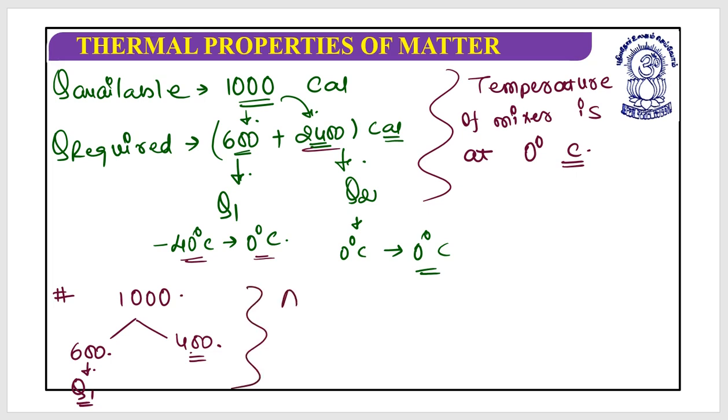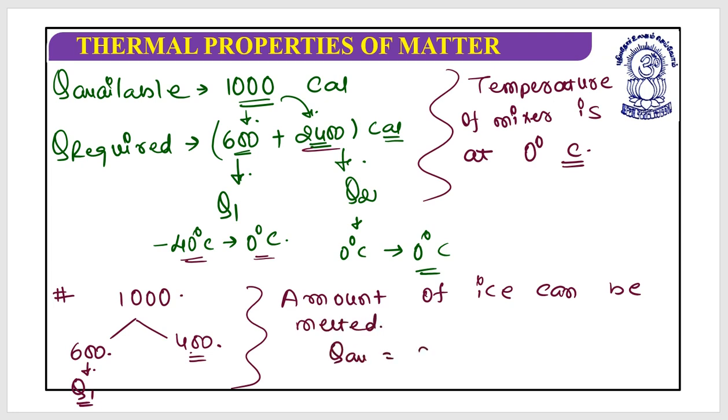So the amount of ice that can be melted can be calculated as Q available equals M into L. While I say Q available, don't make a mistake to use 1000 calories, because from this 1000 you have used this 600. You have been left with only 400. So it's 400 calories.